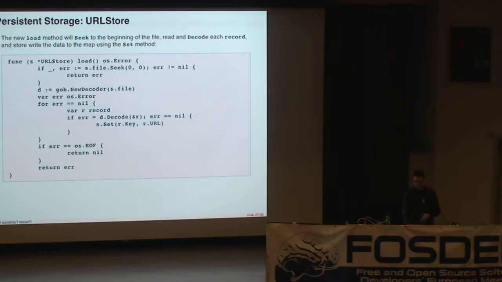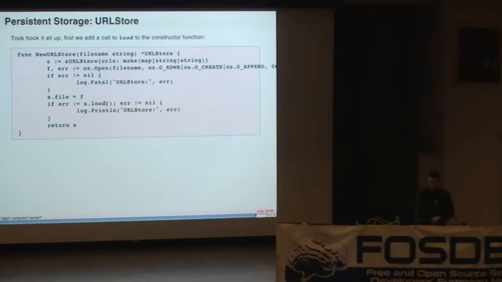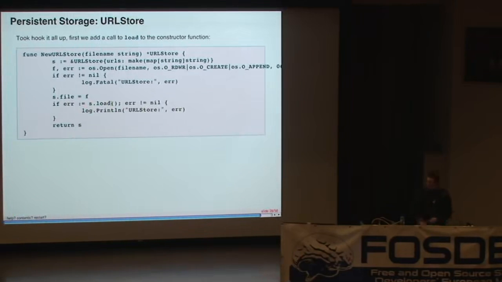And if that succeeds, if err is nil, we can call the set method to set it into our map. And in this way, this will loop forever until it reaches the end of the file. And when it reaches the end of the file, err will equal io.EOF. And if that's the case, we want to return nil. We want to return no error because that's the expected failure case. But if there's any other failure case, we'll return that error and pass it up the stack. And so the last thing we need to do is stick a call to s.load into our initializer function. And if that fails, we'll print a benign error. Because the first time we run this program, our store won't exist. And so it's okay for this to fail on the first run.